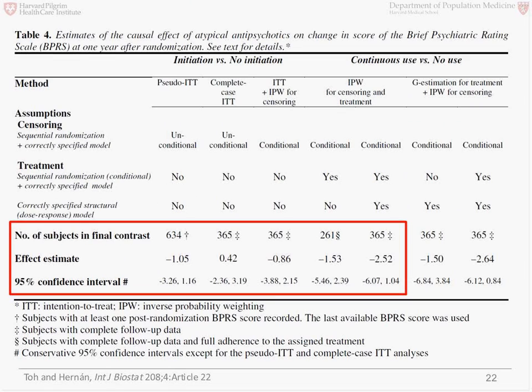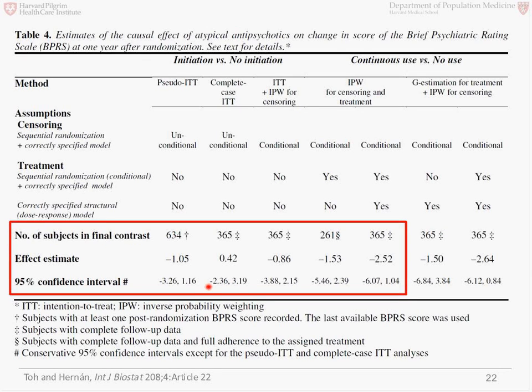Here is a summary of the results. So let's just focus on the ones in the red box here. In the study, we also use another method that can adjust for non-adherence. This is the G-estimation approach, but we don't have time to go over this. If you are interested, you can go to the paper and see how we use this method to adjust for non-adherence. It requires another set of assumptions that is somewhat different from the IPW approach.